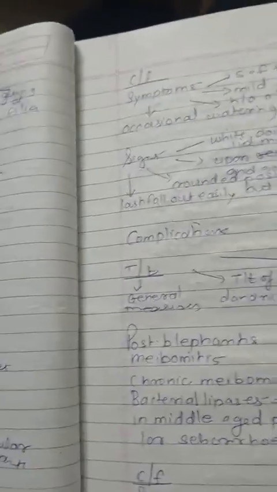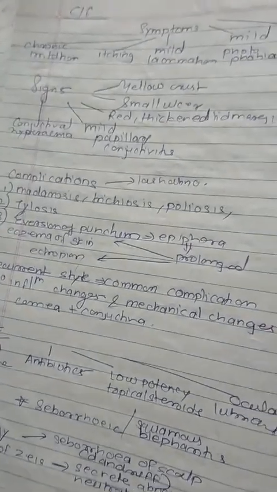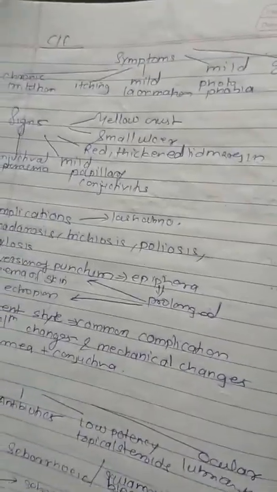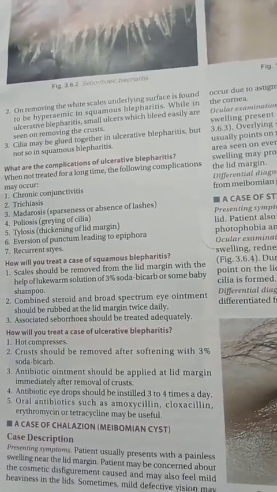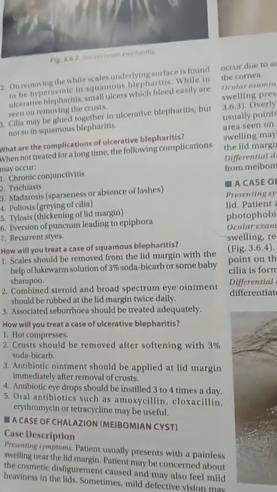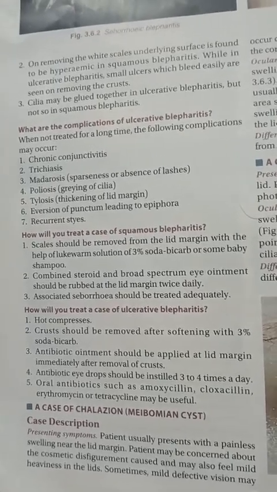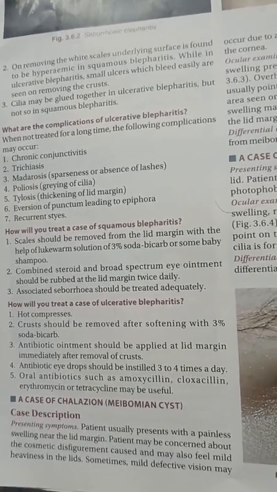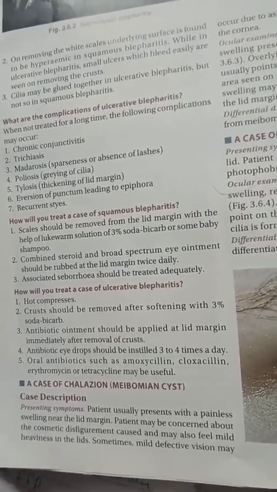Complications are the same as ulcerative blepharitis, as we discussed. And talking about the treatment, as we discussed earlier for ulcerative blepharitis, that is hot compress. Crust should be removed after softening with 3% soda bicarb. Antibiotic ointment should be applied at the lid margin immediately after removal of crust. Then antibiotic eye drops should be instilled 3 to 4 times a day. Then oral antibiotics such as amoxicillin, cloxacillin, erythromycin or tetracycline may be useful.